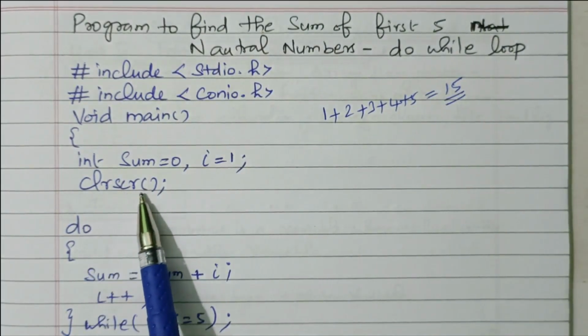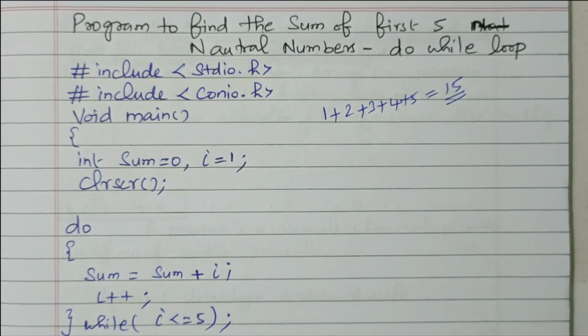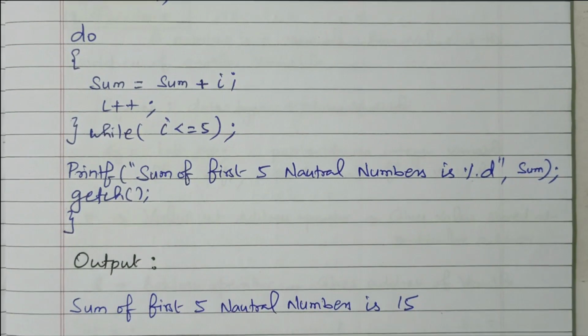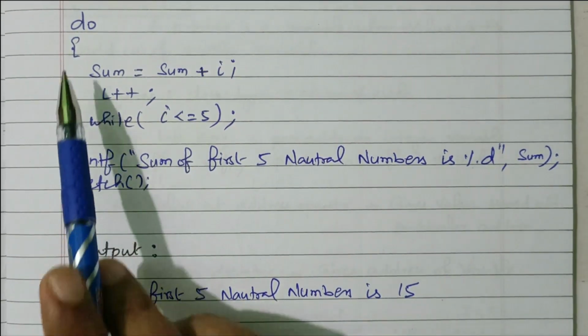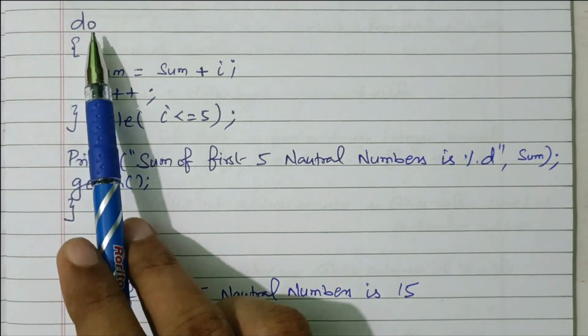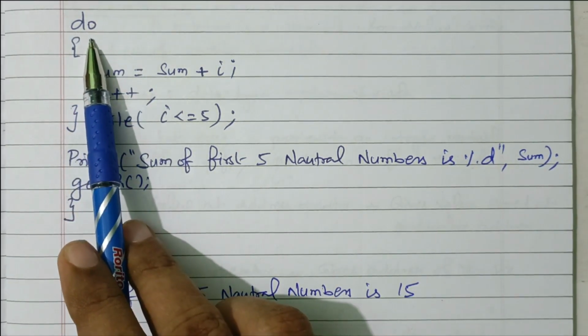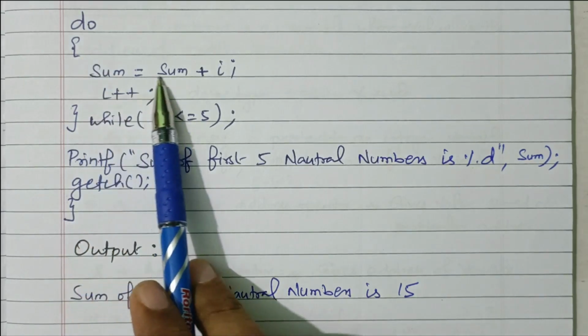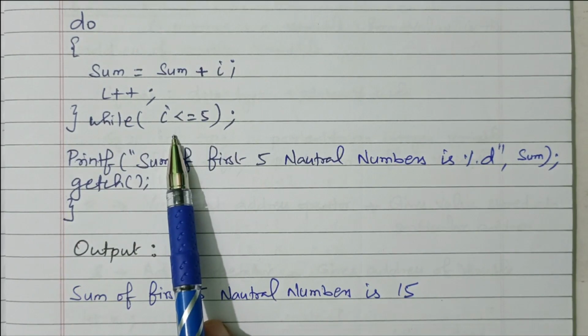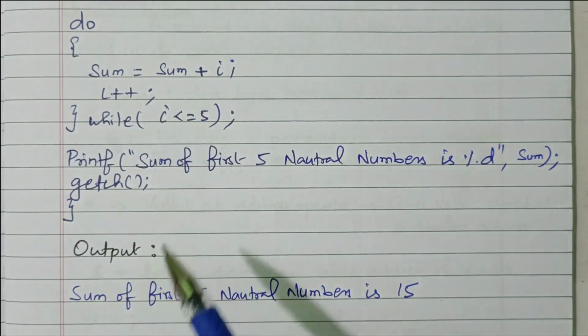So after clear screen, we can start the do loop, right? We are starting the do loop. So we are asked to do this process, right? In the previous case, the while loop, initially we check the condition, that's called entry level. Now we are not checking any condition. First we are asked to do this process. After that only we check this condition. That's called an exit level control, right?